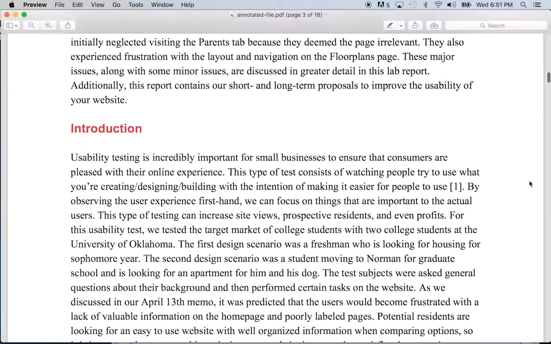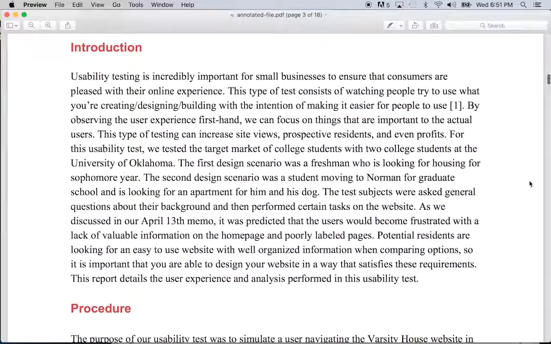They have a really nice table of contents and a breakdown. And they have their abstract. And here's their introduction. Usability testing is incredibly important for small businesses to ensure that consumers are pleased with their online experience. This type of test consists of watching people try to use what you're creating, designing, building with the intention of making it easier for people to use.